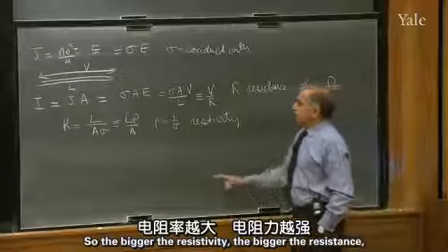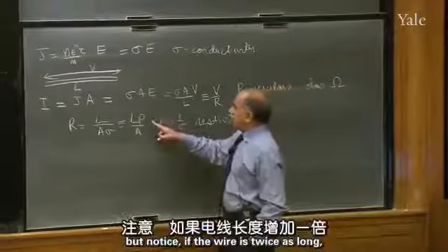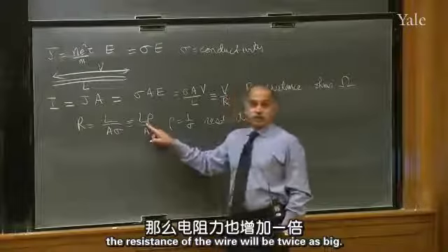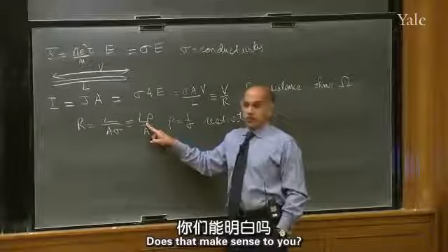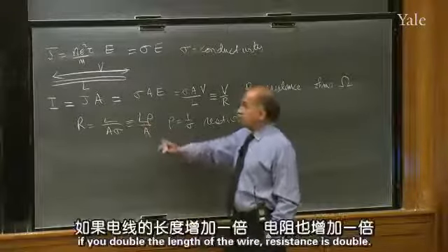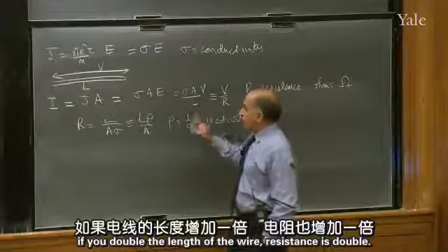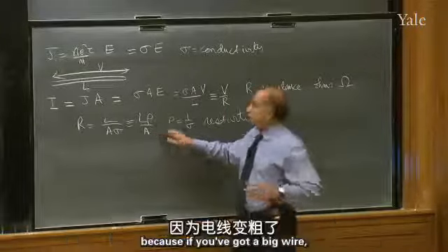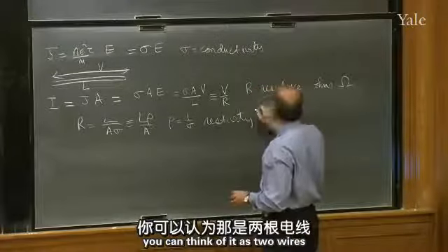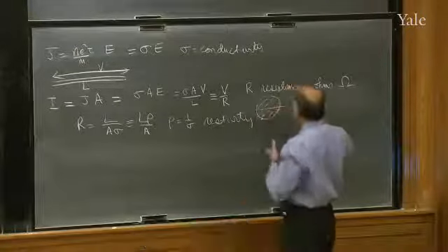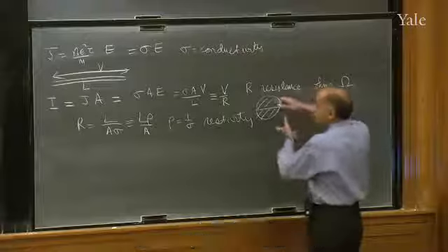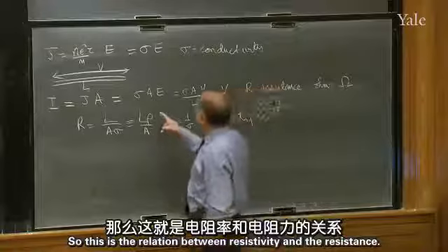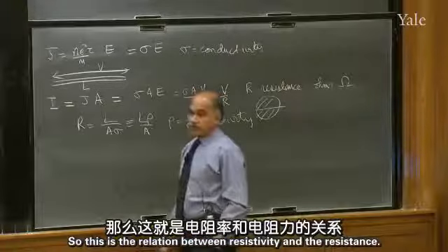So the bigger the resistivity, the bigger the resistance, but notice if the wire is twice as long, the resistance of the wire will be twice as big. That makes sense to you? For a given material, if you double the length of the wire, the resistance is double. If you double the area, resistance is turned into half its value. Because if you got a big wire, you can think of it as two wires which are carrying the current together, therefore the resistance is half as much. So this is the relation between resistivity and the resistance.